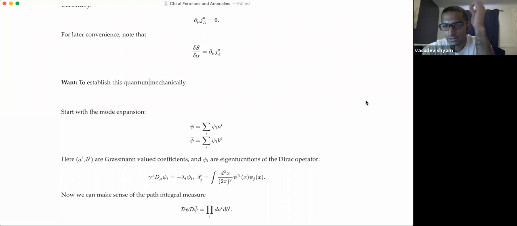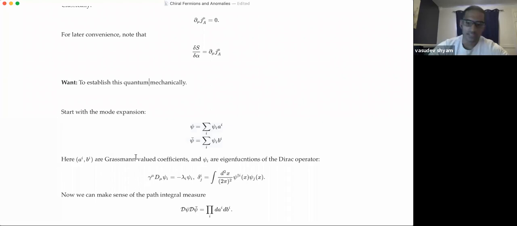You could think of this as an expansion into creation and annihilation operators if you wanted, but you could just be more abstract. You don't have to commit to a certain form of that expansion. You don't have to use plane waves. So for now, you're just saying that you expand these fields in terms of some modes, in terms of these Grassmann coefficients, A_i and B_i.